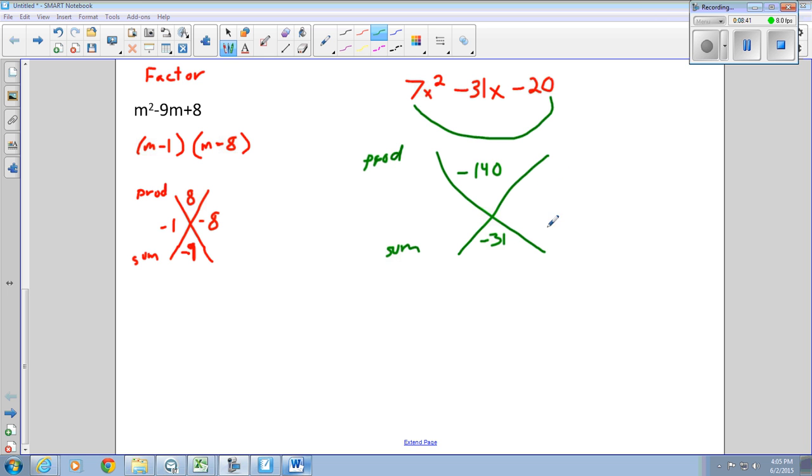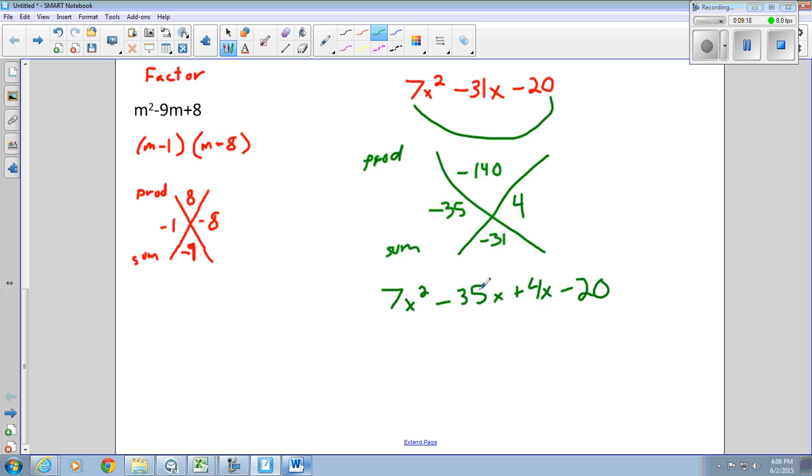After figuring out, you'll get negative 35 and 4, because negative 35 plus 4 is negative 31. Multiply these two together, you get negative 140. Now we rewrite the middle term, so we have 7x squared minus 35x plus 4x minus 20.